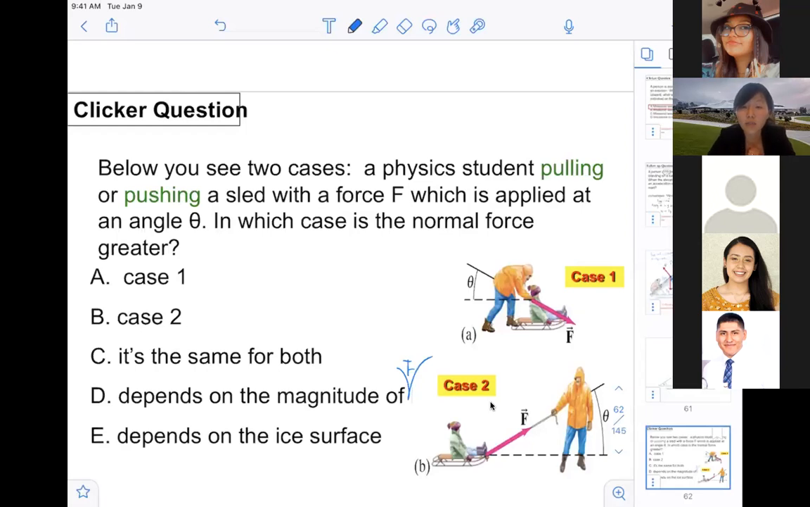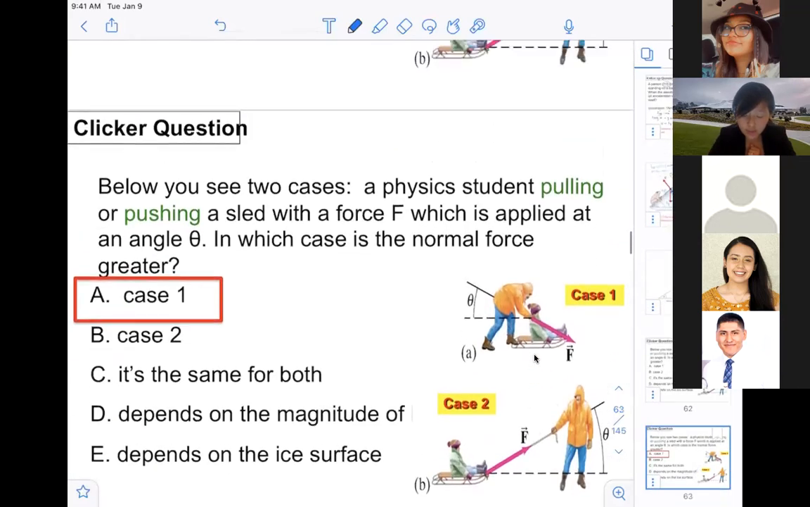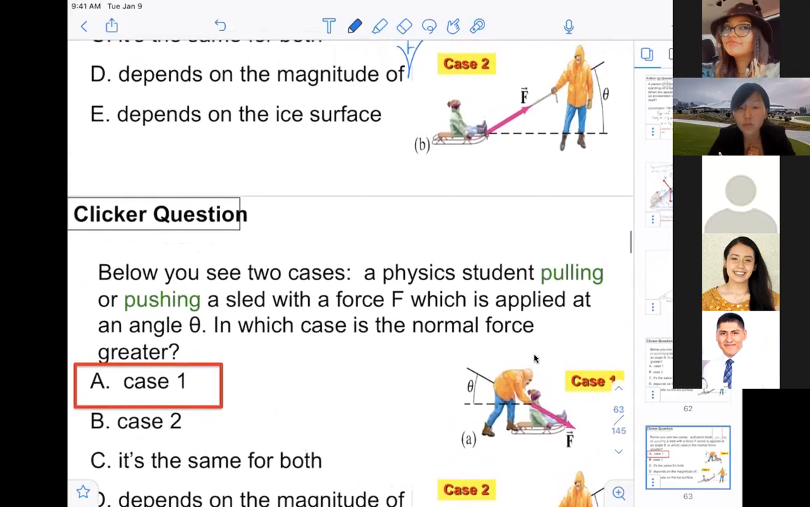So here, this is the exact same case. You have case 1, where you're pushing down in a diagonal way. Case 2, you're trying to lift it up. Of course, case 1 will give you a bigger normal force, and case 2 a smaller one. So the answer would be A. You could set up Newton's second law to calculate the exact number, but qualitatively, we're able to use our intuition to answer it.